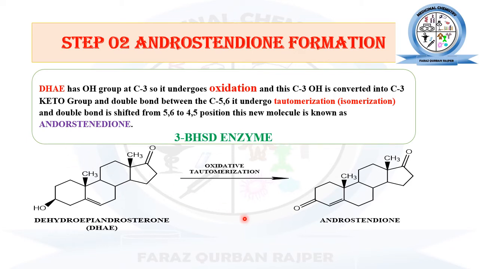So ultimately two changes take place inside the chemical structure of dehydroepiandrosterone. First is the oxidation of the 3-hydroxy group, which gets converted into the ketone group, and second is the interconversion of the double bond. Now ultimately a new molecule will be formed, that is androstenedione. Androstenedione has the ketone group at the C3 position and a double bond between carbons 4 and 5.